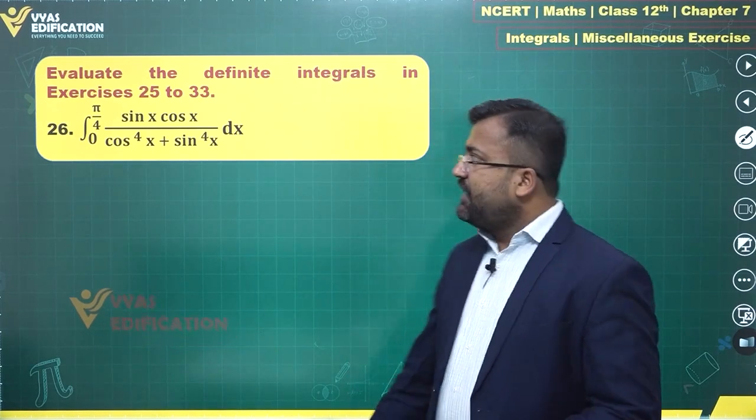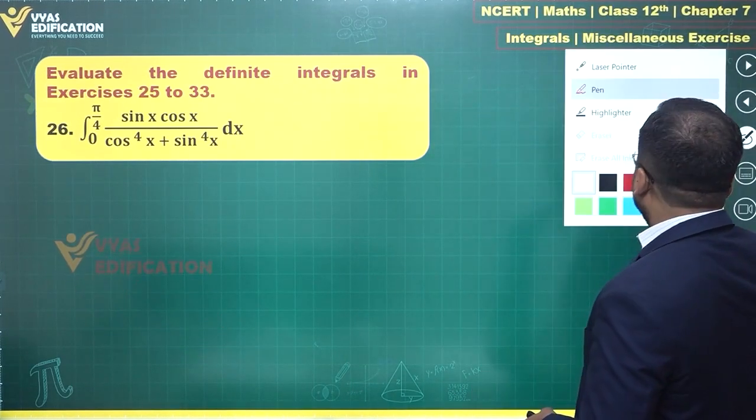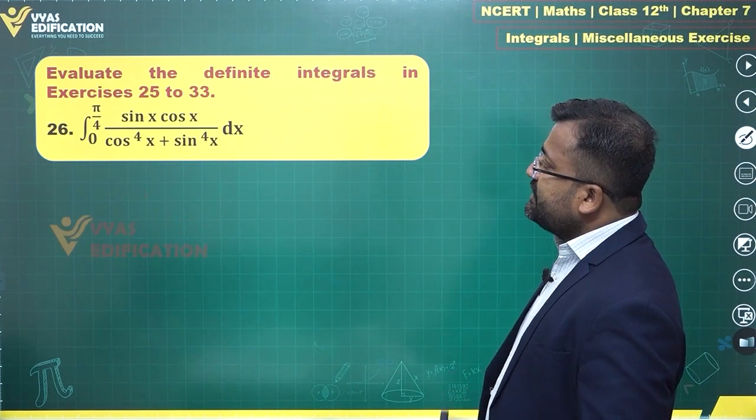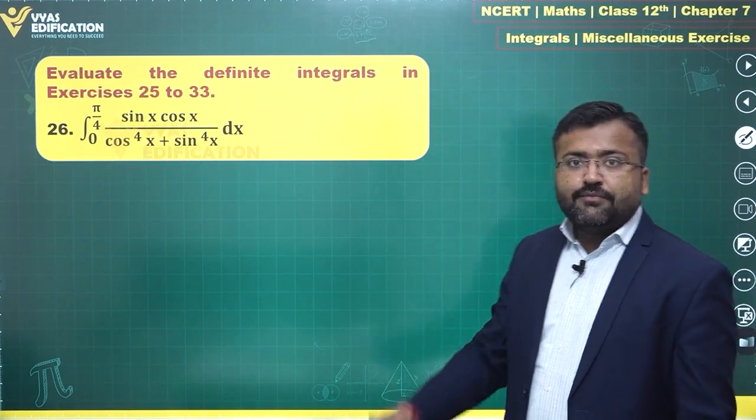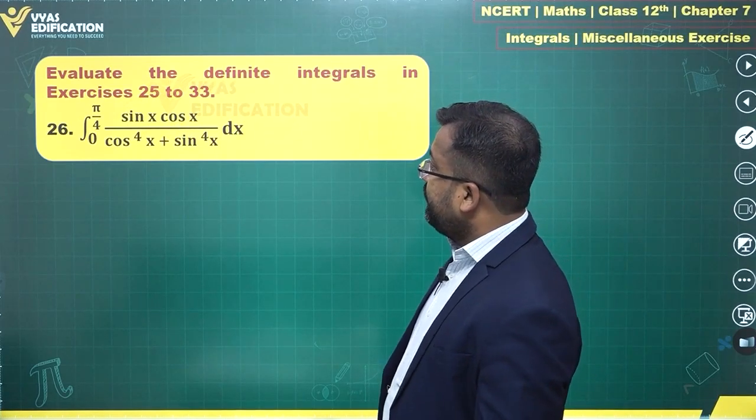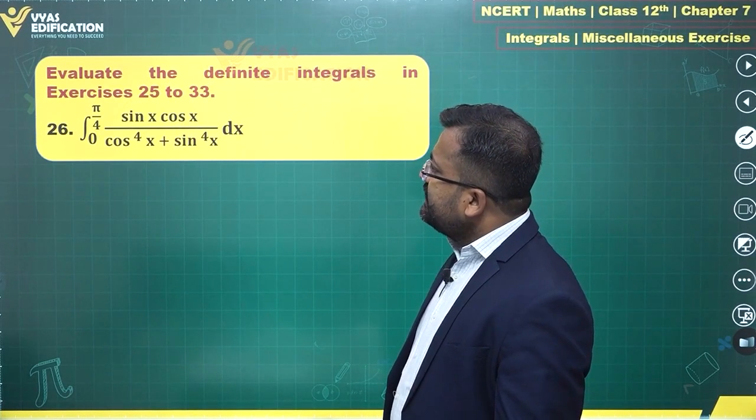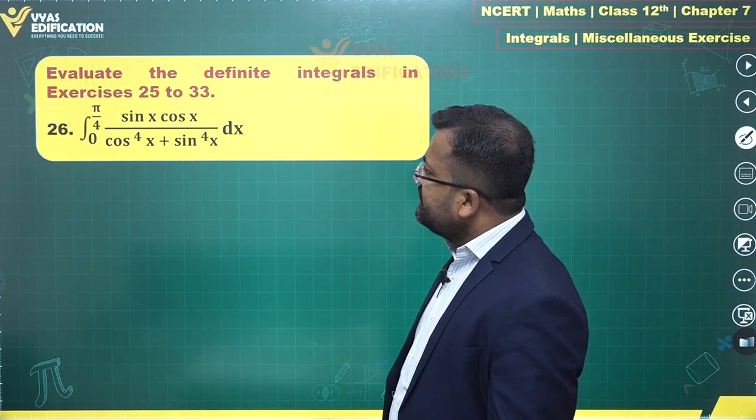In question number 26, we have the integral from 0 to pi by 4 of sin x cos x upon cos power 4x plus sin power 4x. Now, how will we handle this? Let's take a look at the solution. So, sin x cos x upon cos power 4 plus sin power 4.